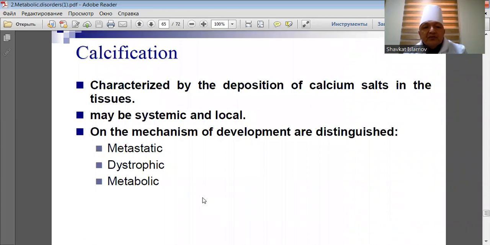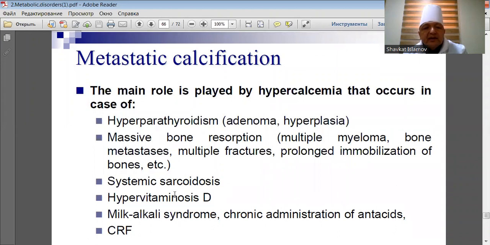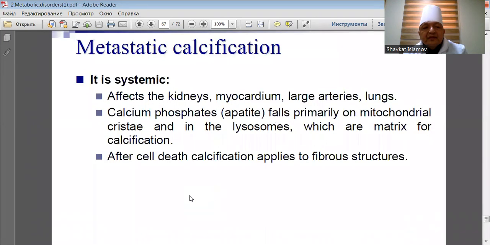Calcification, characterized by the deposit of calcium in tissues, might be systemic and local. By the mechanism of development, metastatic, dystrophic, and metabolic types are distinguished. Metastatic calcification. The main role is played by hypercalcemia: hyperparathyroidism, massive bone resorption, systemic sarcoidosis, hypervitaminosis D, milk-alkali syndrome, chronic administration of antacids, chronic renal failure. Metastatic calcification is systemic, affects the kidneys, myocardium, large arteries.